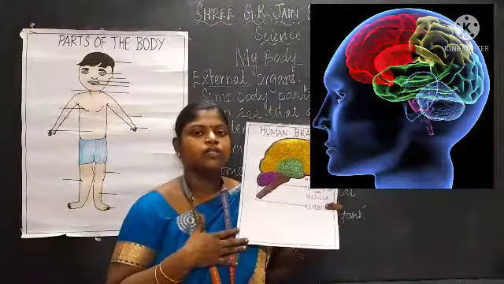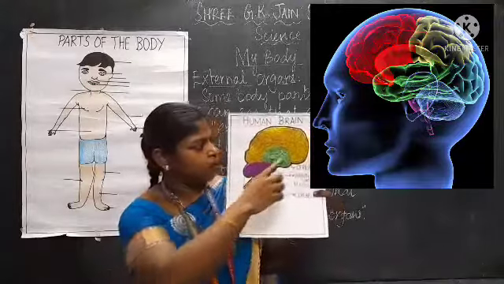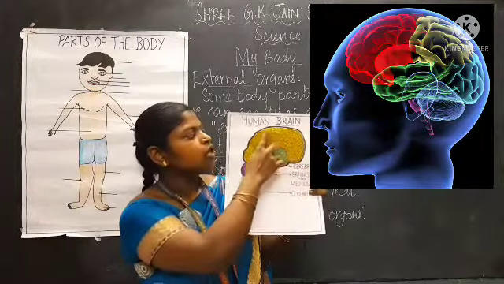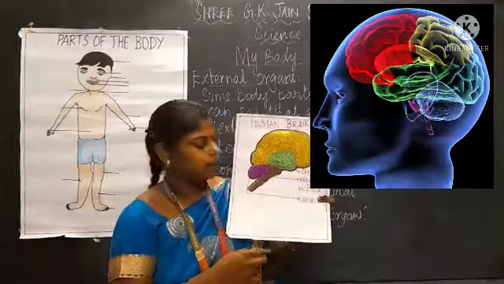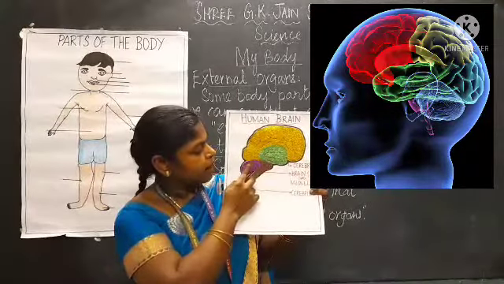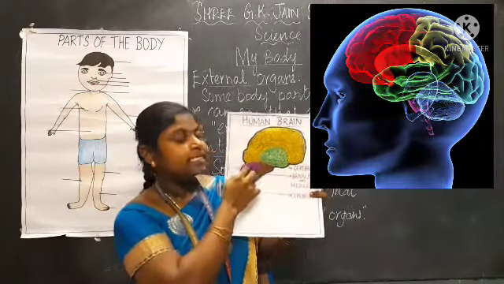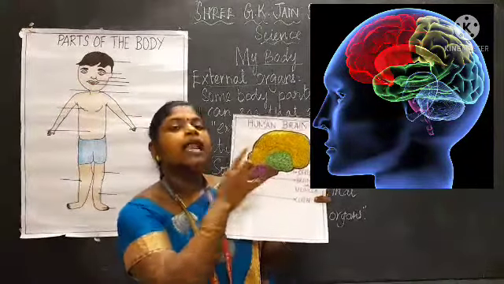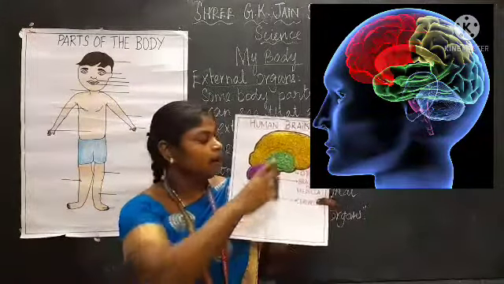Our brain consists of 3 major parts. One is the cerebrum. You can see the wrinkled portions, isn't it? So that is called the cerebrum. The next part is called the cerebellum. It lies behind the cerebrum. The cerebrum is the largest part of the brain.